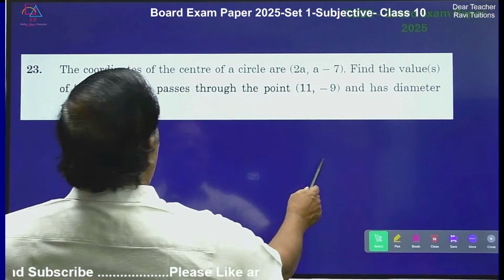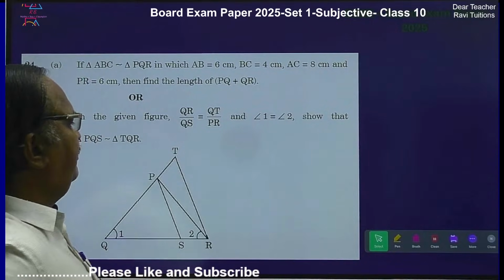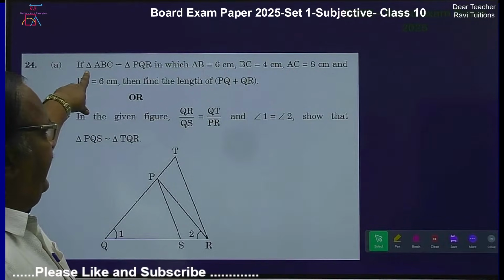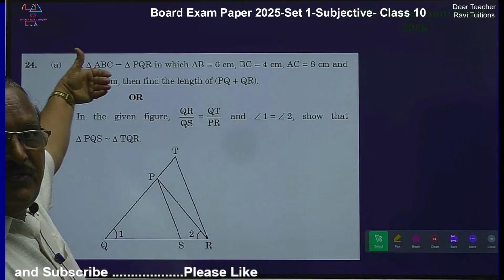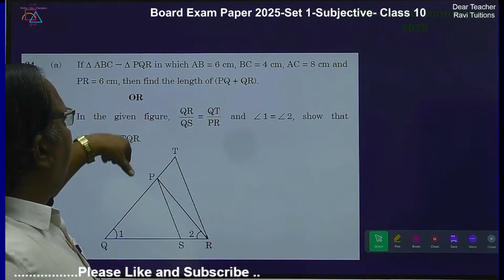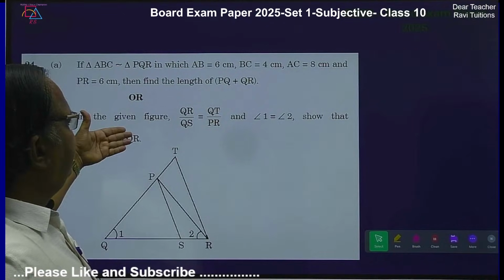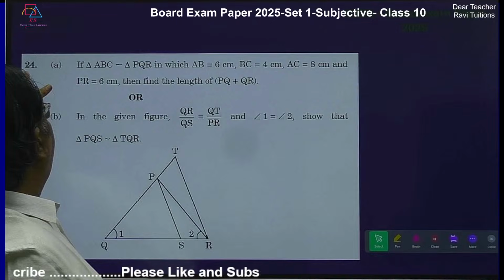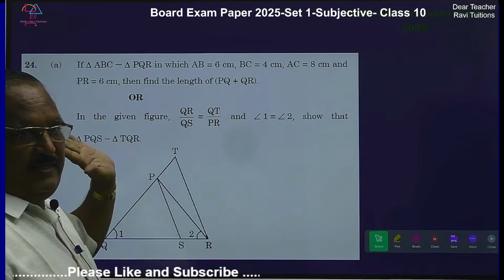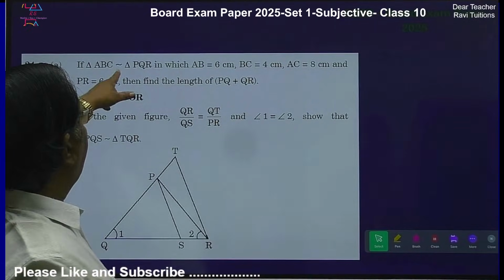Let us go one more thing. Yeah, this is from triangles problem. Triangles problem. Let me do A. So in this also internal choice is given, both from the same chapter. This one is triangles and this one is also triangles. So internal choice. So either you can do 24A or you can do 24B. Anything. For you also internal choice is there. So now let us do this question.